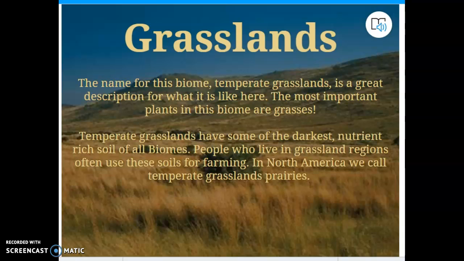We are going to look at two different grasslands today, unless we have a little extra time in here. We will see. Today we're mainly going to focus on the prairie. Now the prairies are found in North America. We live in North America. Prairies are found here. It's a very specific type of grassland. Again, the most important plants there are grass.